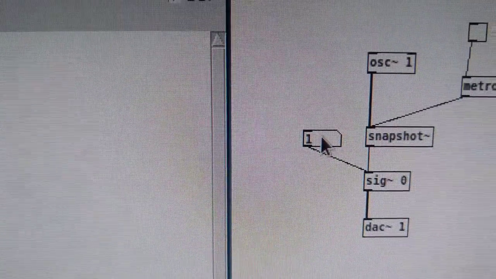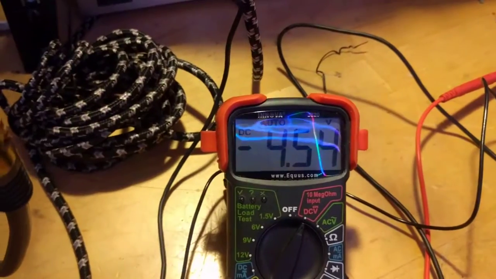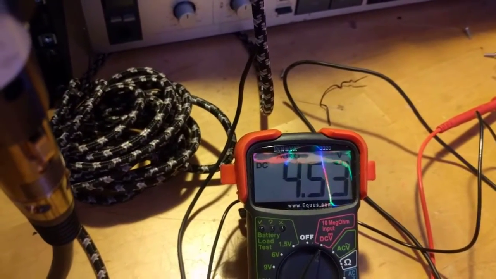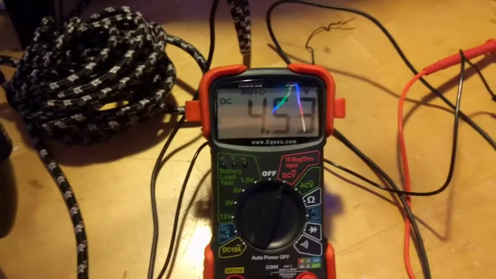If I change it, negative 1, negative 4.5, change it to 1, 4.5. Your data creates control voltage.